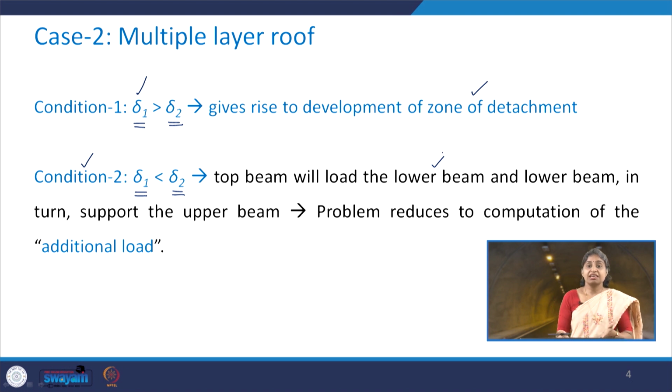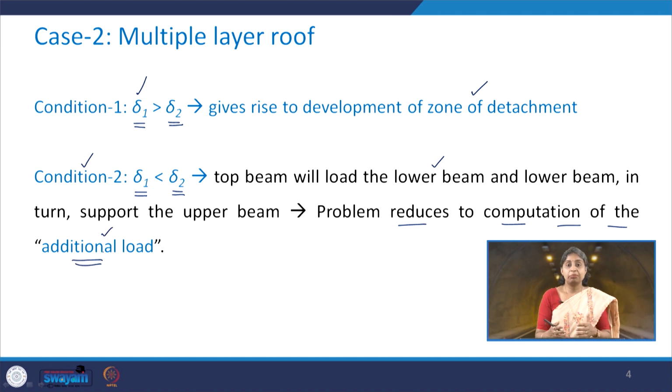So, in this case the problem will reduce to the computation of the additional load. This additional load will be because of this phenomenon, since delta 1 is less than delta 2. What will happen is that the top beam will load the lower beam apart from its self weight, and the lower beam in turn will support the upper beam. Therefore, this additional load will come into the picture.